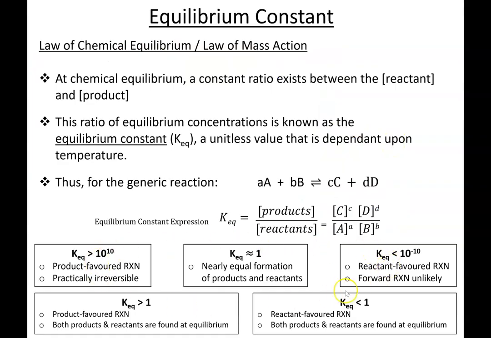So please don't blindly memorize these statements at the bottom over here. Instead, I want you to understand what they represent. If you have a KEQ value greater than 1, that tells you that the numerator is bigger than the denominator, and so you have more products than reactants. If KEQ is less than 1, that tells you your denominator is greater than your numerator, so there's more reactants than products. If KEQ is extremely large, then you have a lot more products than reactants, so much so that the reaction is practically irreversible. While an extremely small KEQ value shows that there is so much more reactants than products, as far as you're concerned, the forward reaction is unlikely to occur.